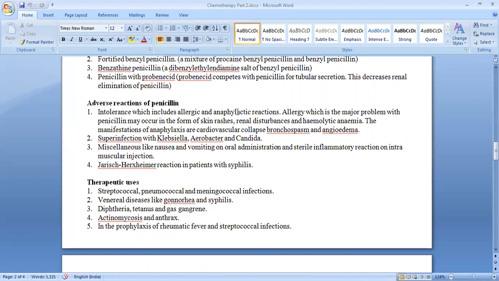Some people will develop intolerance, which may show up in the form of allergic reaction or anaphylactic reaction. How can we make out that allergic reaction? When the patient develops a skin rash, or disturbances in kidney function, renal disturbances, or hemolytic anemia. If somebody has a severe anaphylactic reaction, then they will suffer from cardiovascular collapse. Their cardiovascular system will stop working. They will have bronchospasm and angioedema, because of which the breathing will stop, and it can lead to death also.